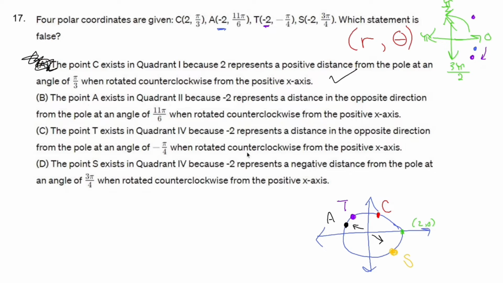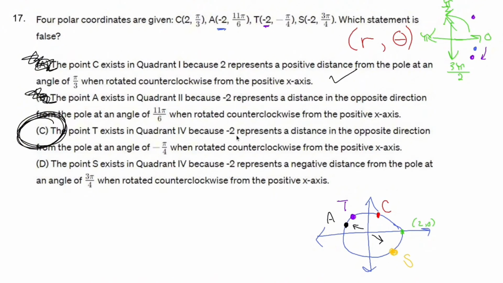Point A exists in quadrant 2. So far, so good, because negative 2 represents a distance in the opposite direction from the pole at angle 11 pi over 6 when rotated counterclockwise from the positive x-axis. Again, no lies detected. B is not going to be our answer. B is a true statement. The point T exists in quadrant 4? Because of the negative 2, T is in quadrant 2. So we have our lie already. So that's the guy we want.